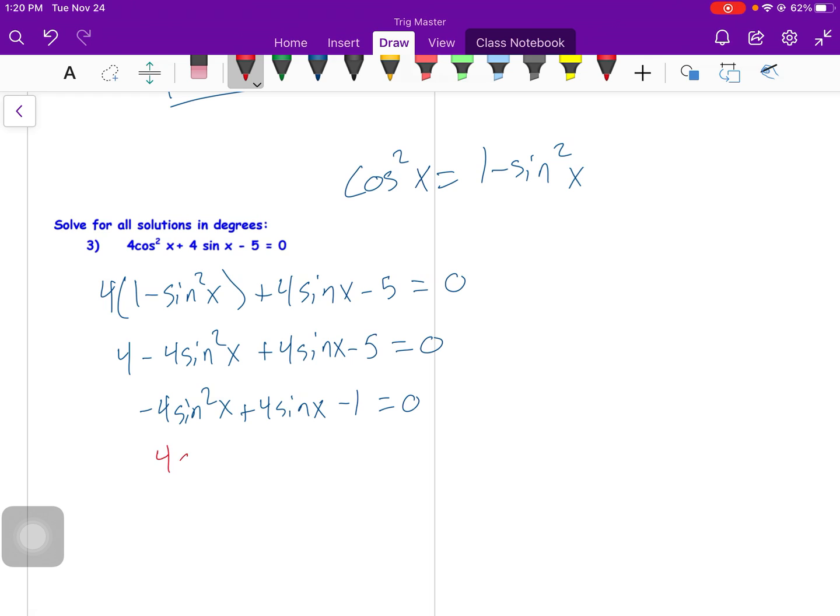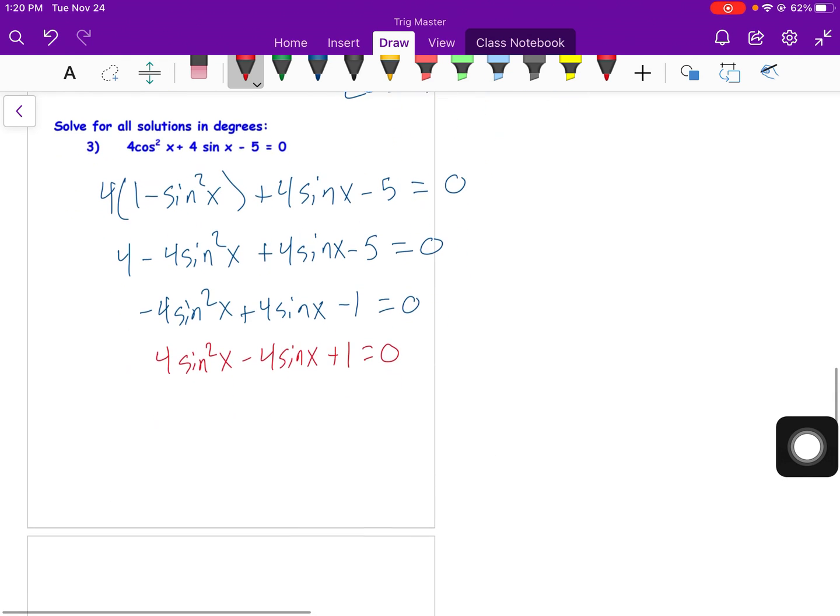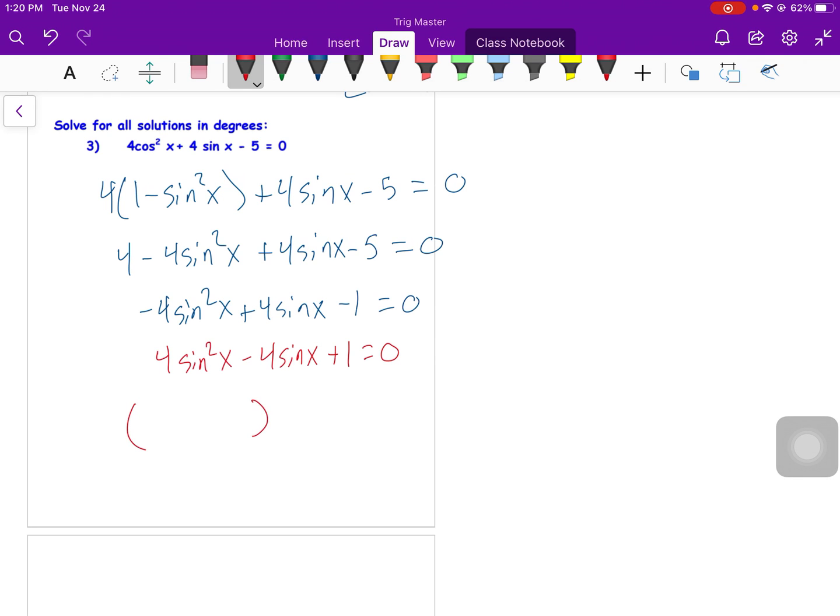Kind of the same trick I did last time. I'm going to make this a positive 4 sine squared x minus 4 sine x plus 1 equals 0. You can say you're multiplying everything by negative 1, dividing everything by negative 1, just adding it to the other side. Now this one also factors. It might be harder to see what the factors are right away because 4 has either 4 and 1 or 2 and 2. Generally, I like to jump right in the middle and just test out the middle factors first, kind of see where I'm at, especially since this b value is the same as the a value.